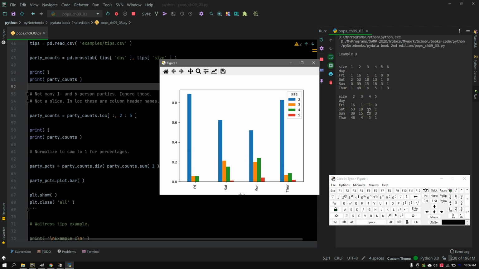If you see the second data frame here, we've ignored 1 and 6 size parties, and that's this plot here. So apparently the majority of the parties are of 2 people, and the minority of the parties is 5 people. And we have that on Friday there were no 5 people parties.